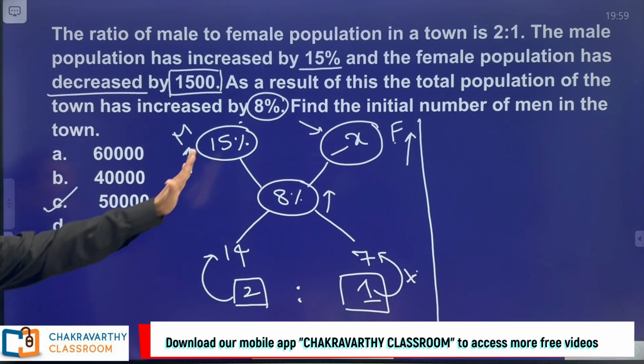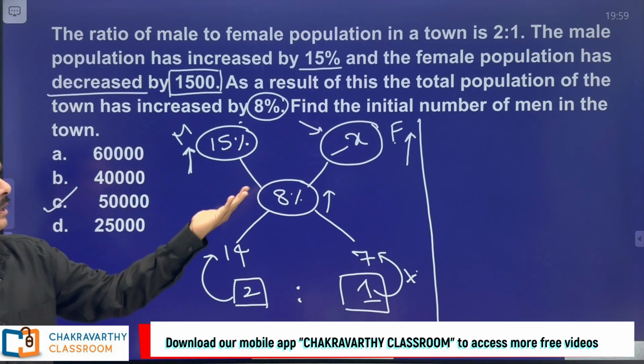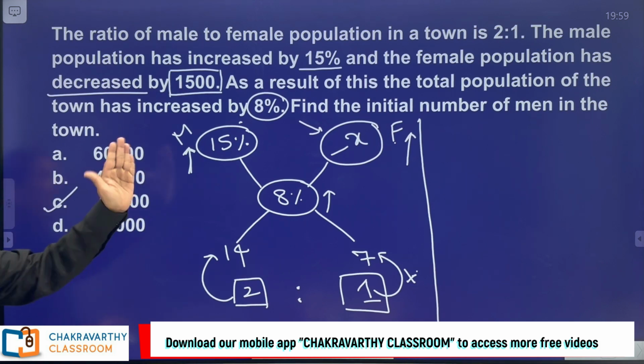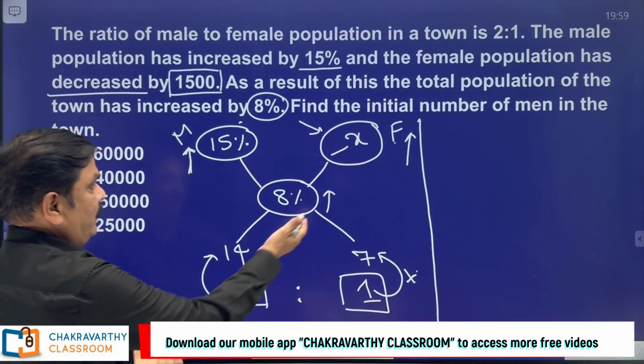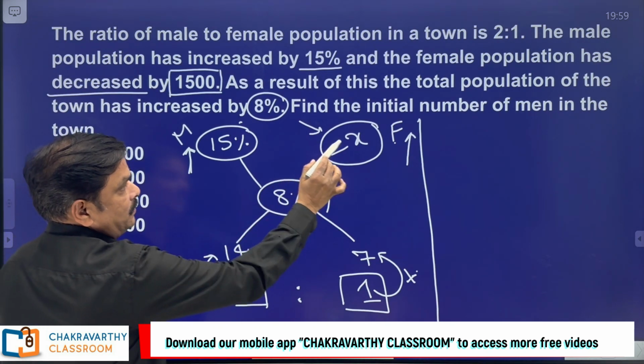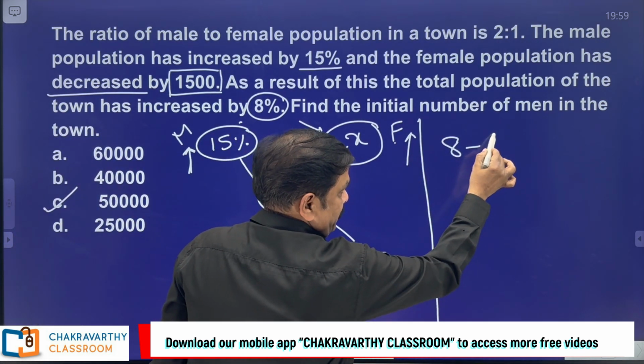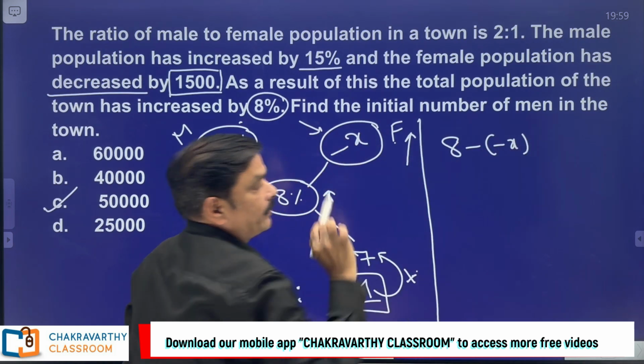If the question is how many females are there initially, only one step. How many males are there means you need one more step after that. How many females are there? Simply you can say that one. This is 8 minus, remember, minus X. This one.